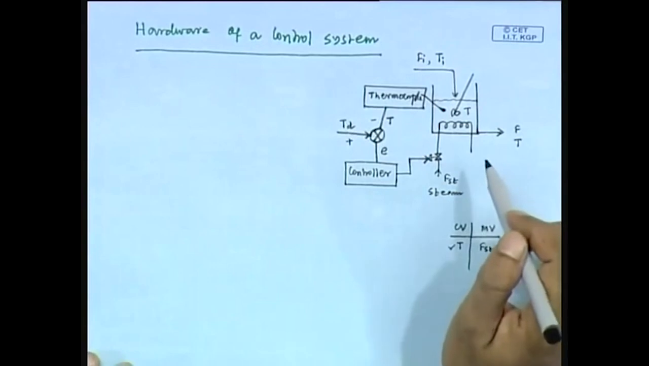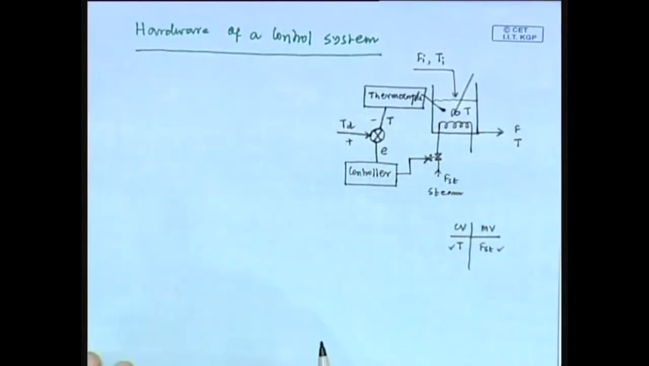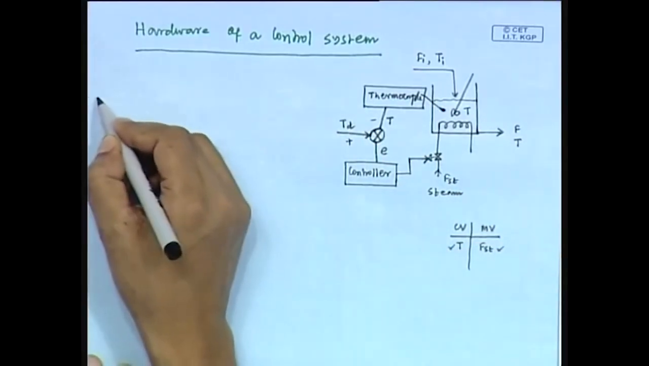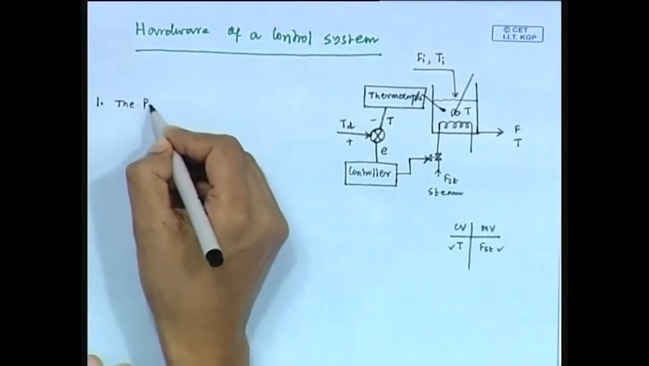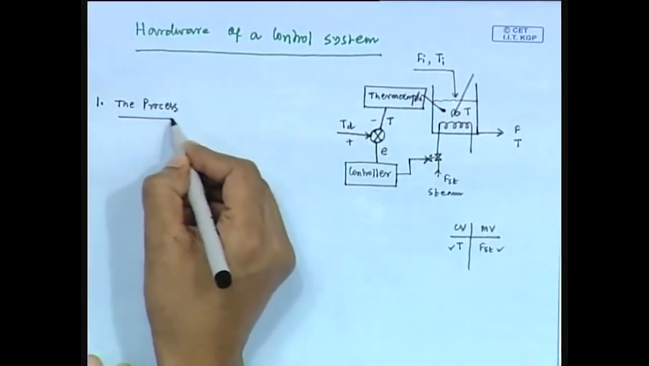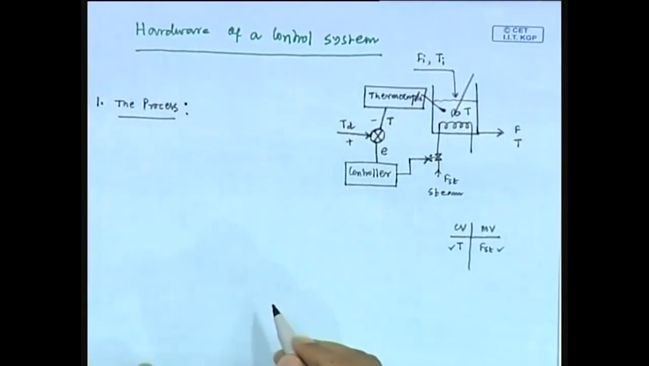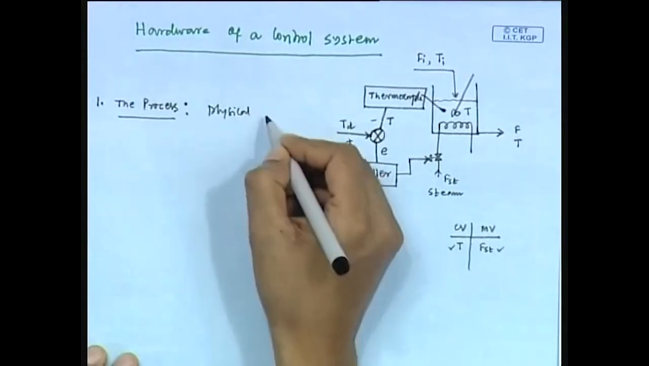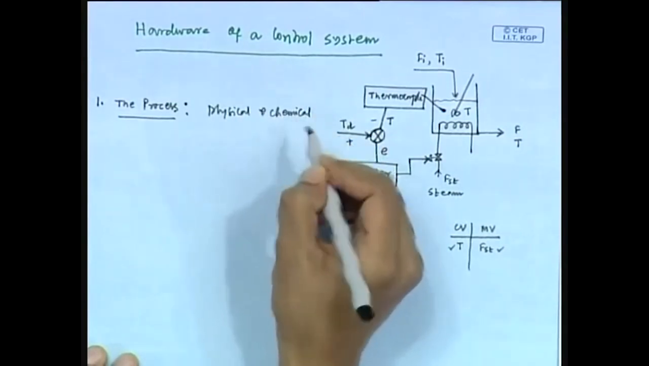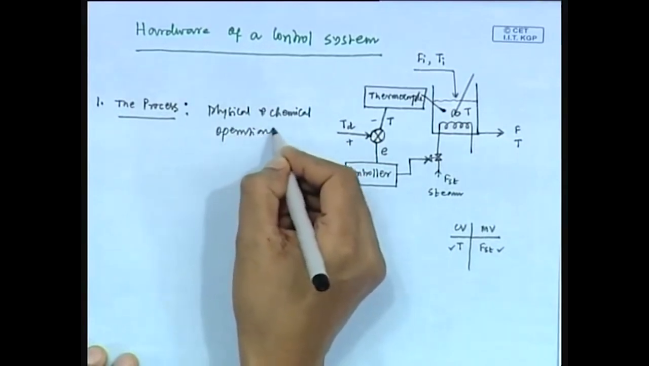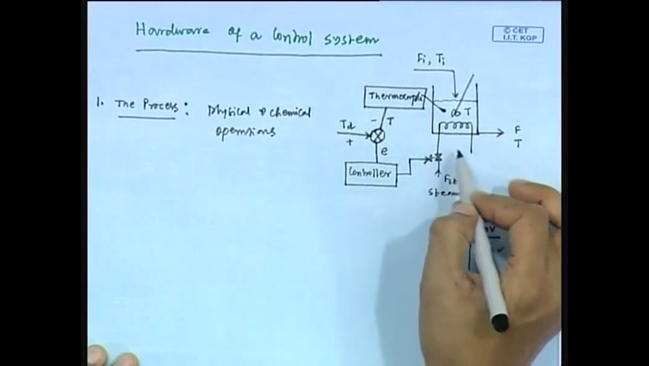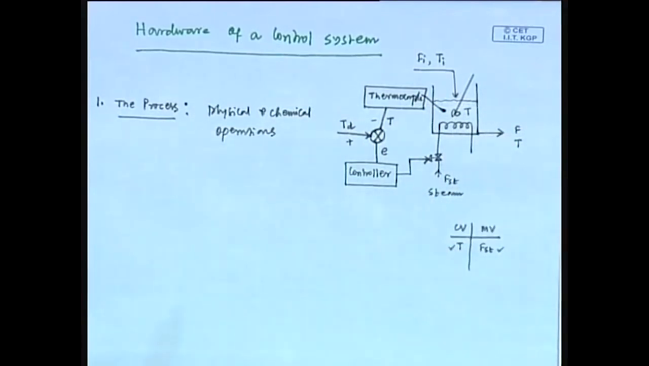Fine. Now, we will discuss what hardwares are involved in this closed loop system. So, the first one is the process. In this process, physical and chemical operations occur. This heating tank system is a process. Fine. This is the first hardware involved in this closed loop system.